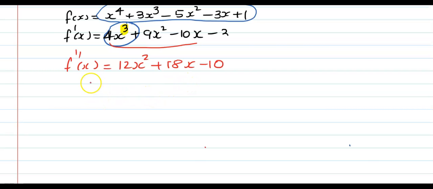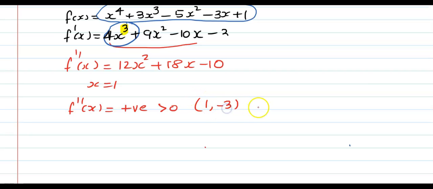Now we'll put x equal to 1 first. If you put x equal to 1, f double dash x will definitely be positive, that is greater than 0. It means the point will be a minimum. So with x equal to 1 we got minus 3, so 1 and minus 3 is positive, so it will be a minimum.